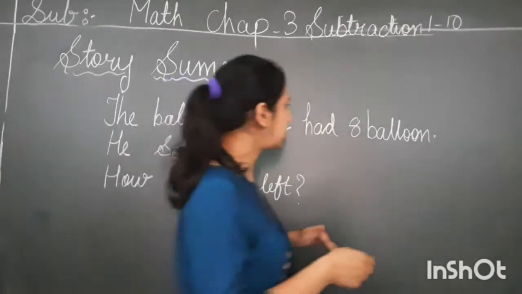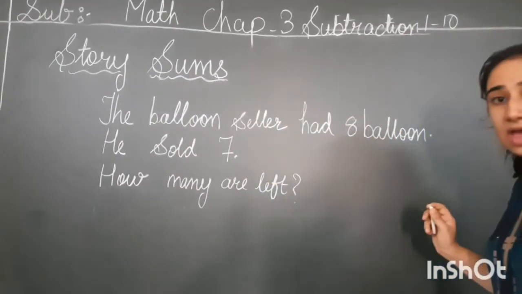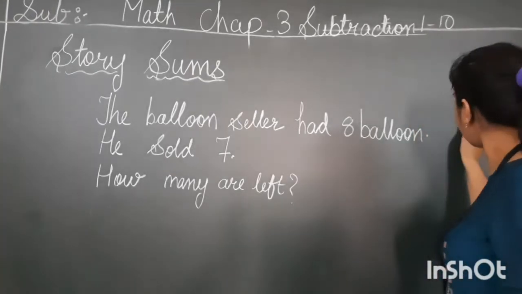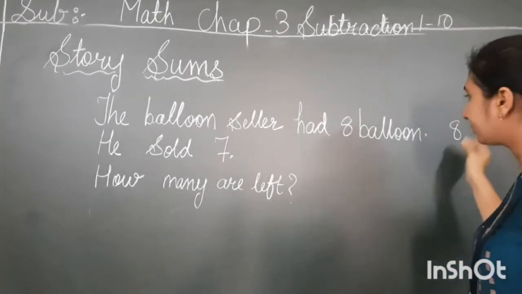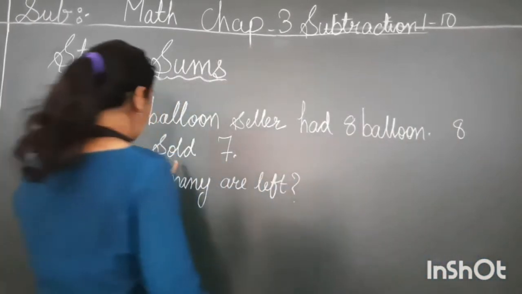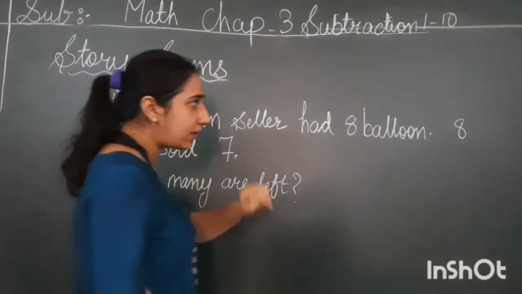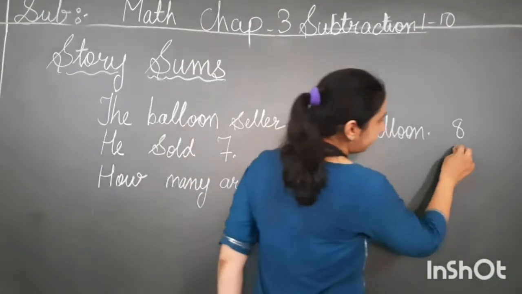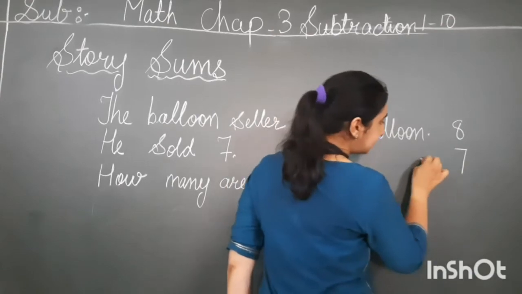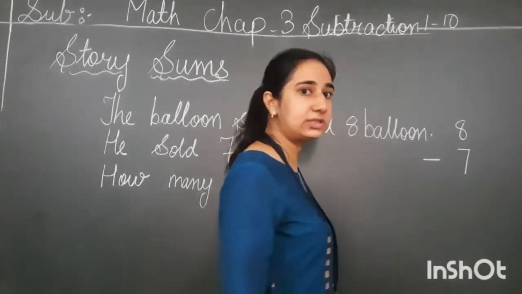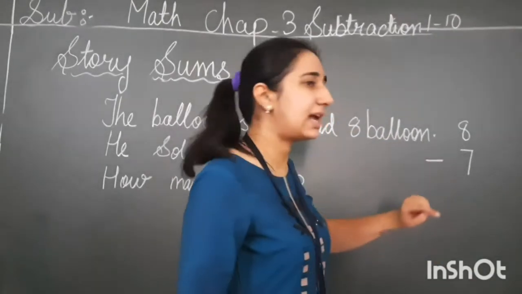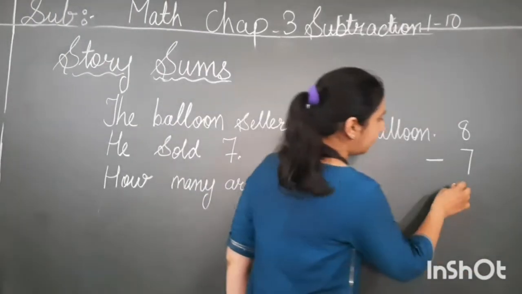Let's do a calculation. Firstly, he was having 8 balloons, so I will write 8 above. Then as he sold 7 balloons, I will write down 7. I will put the sign of minus. When we do subtraction, we have to put the sign of minus.